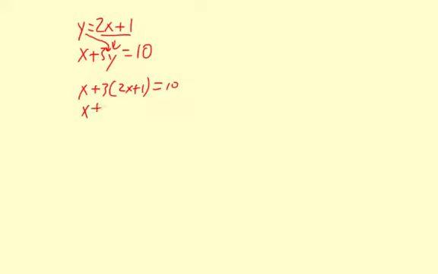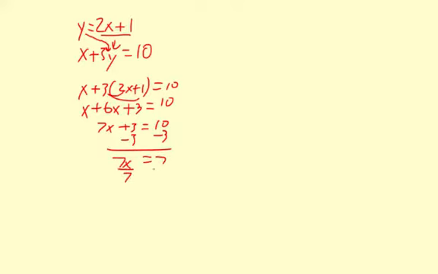So x plus, I'm going to distribute the 3 here. 3 times 2x is 6x, and then plus 3 times 1, which is 3, equals 10. Next, I'm going to combine the x terms together. x plus 6x makes 7x, and then the rest stays the same. Plus 3 equals 10. Next step, subtract 3 from both sides. 7x comes down. Plus 3 minus 3 makes 0, equals 10 minus 3, which is 7.